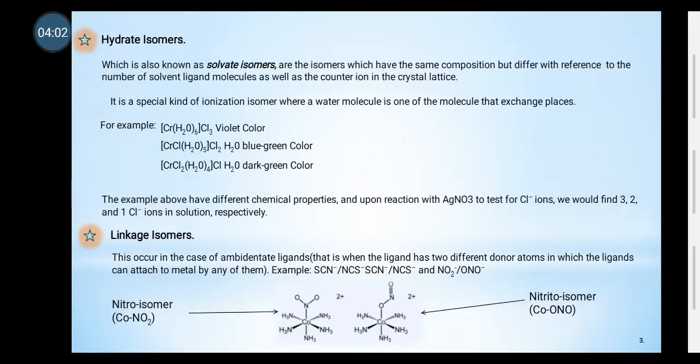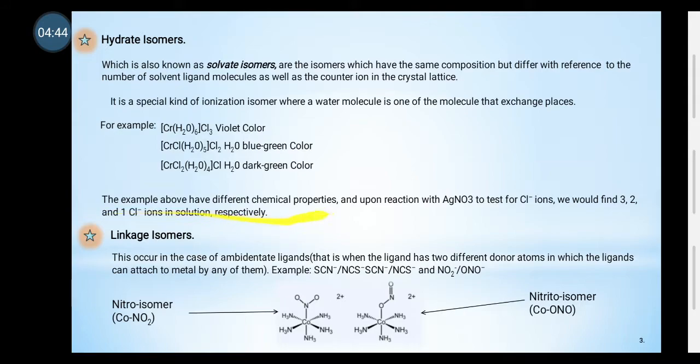So going to slide 3 now, we have the hydrate isomer, which we also call solvate isomer. These are the types of isomers which have the same composition but differ with reference to the number of solvent ligand molecules as well as the counter ions in the crystal lattice. Before showing the example, note it's a special kind of ionization isomer where a water molecule is one of the molecules that exchange places. You can see now, this is a violet color, blue-green color, dark green color. You can see [Cr(H2O)6]Cl3. There's an exchange of water.